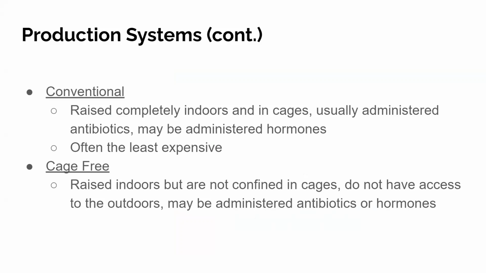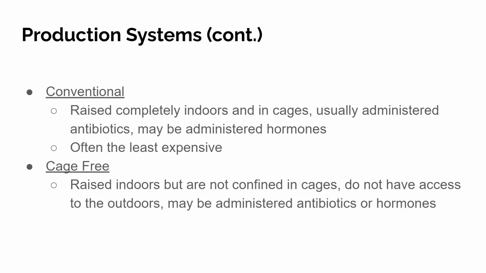Starting with our first one, birds in a conventional system are raised completely indoors and are always in cages. Depending on the company, antibiotics and hormones may or may not be administered to the birds. This type of system is usually the most inexpensive because it requires the least amount of resources.